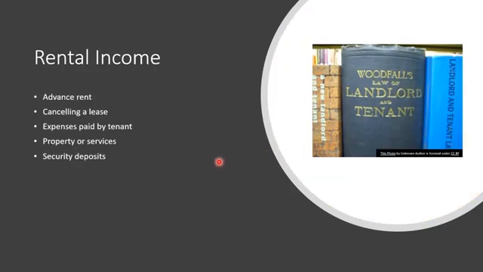Let's talk about rental income. Advanced rent is any amount you receive before the period that it covers. Include advanced rent in your rental income in the year you receive it, regardless of the period covered or the method of accounting that you use. If your tenant pays you to cancel a lease, the amount you receive is rent. Include the payment in your rental income in the year you receive it, regardless of your method of accounting.